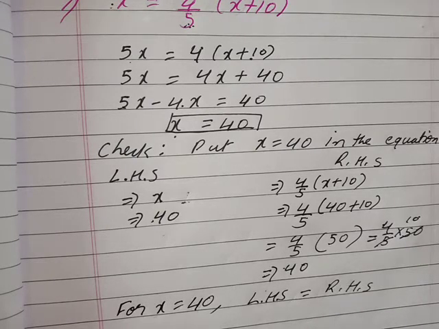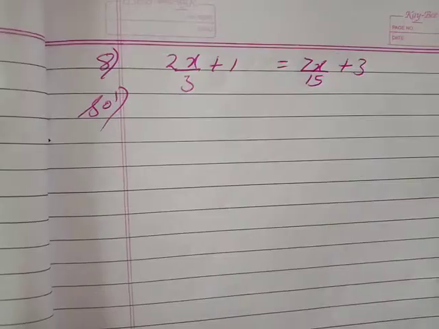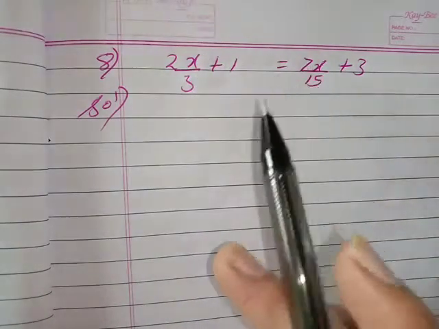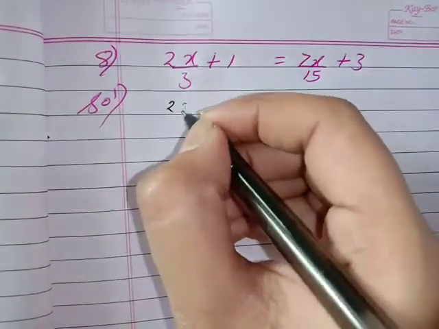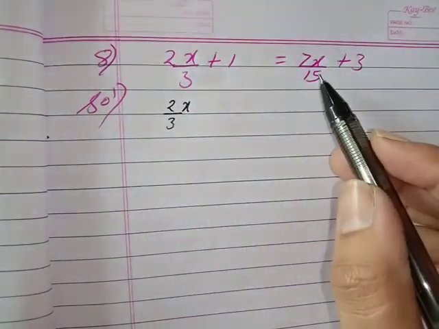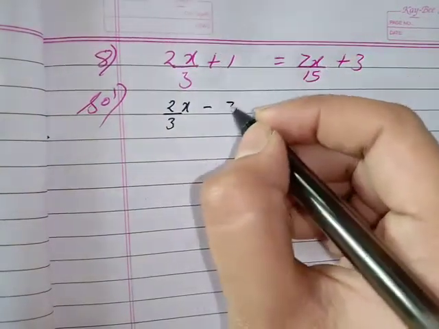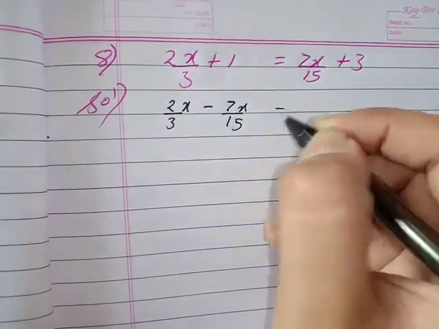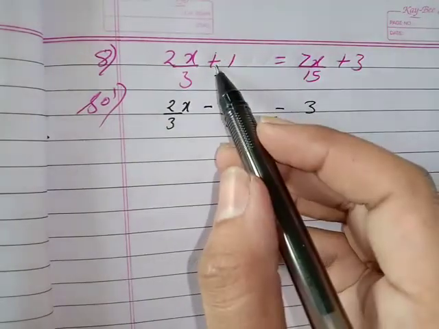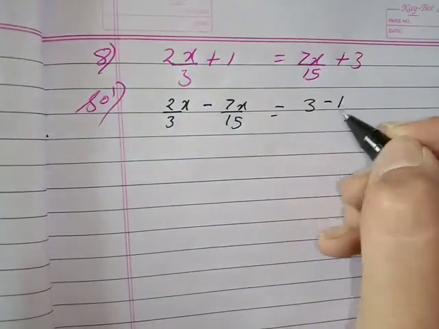Now the next question, number 8. Here in question number 8, the x terms are in fractions. So first we'll transfer the x term of RHS to the LHS. So plus 7x upon 15 becomes minus 7x upon 15, and the constant term of LHS to the RHS. So plus 1 becomes minus 1.